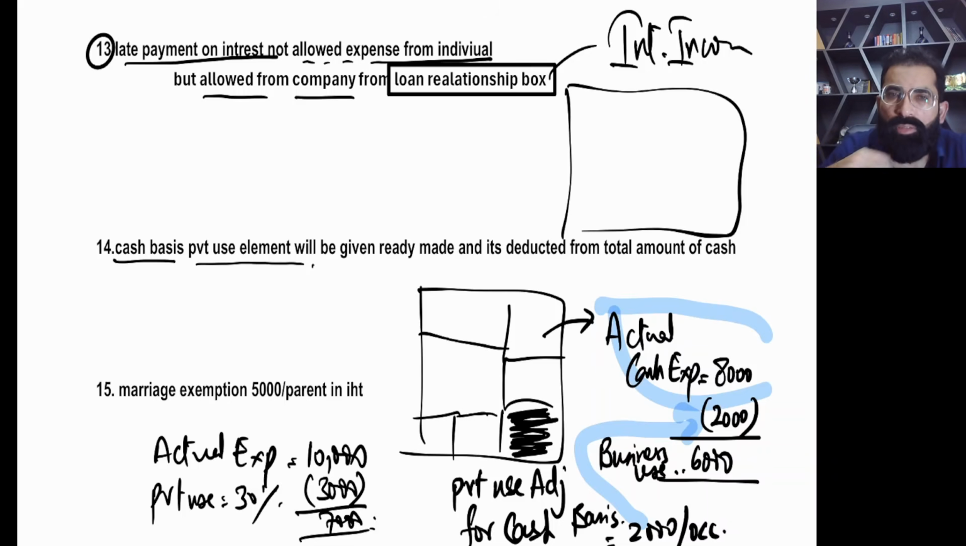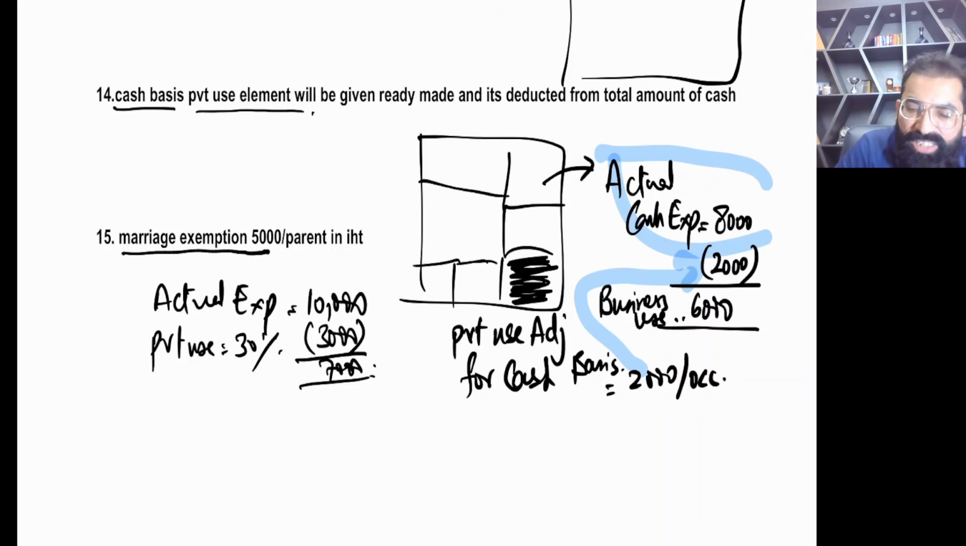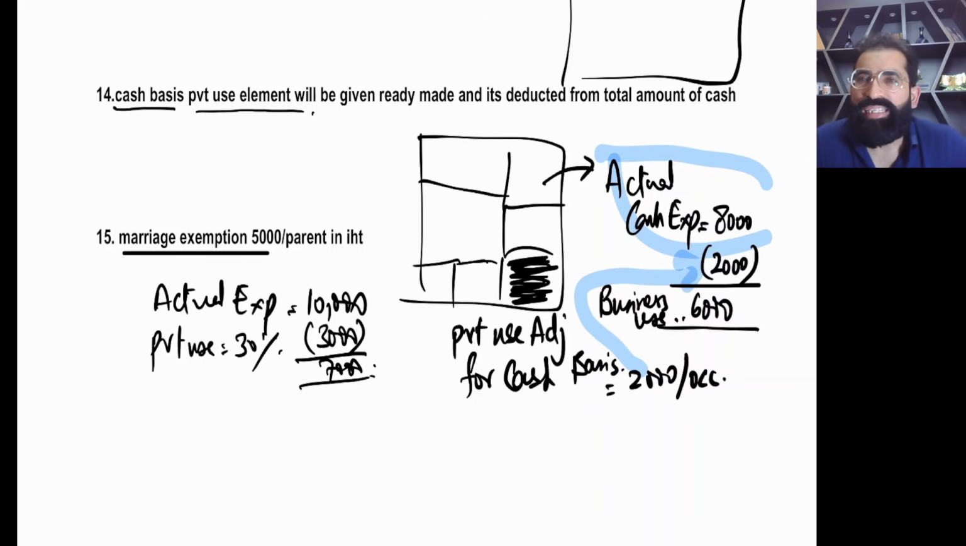Okay. So one more thing, point number 15 is marriage exemption. Hope you remember IHT. In IHT, if parents give gifts to son or daughter at the time of marriage, then 5,000 is totally exempt. The excess is taxed. But this is 5,000 per parent, separate for husband and separate for wife.